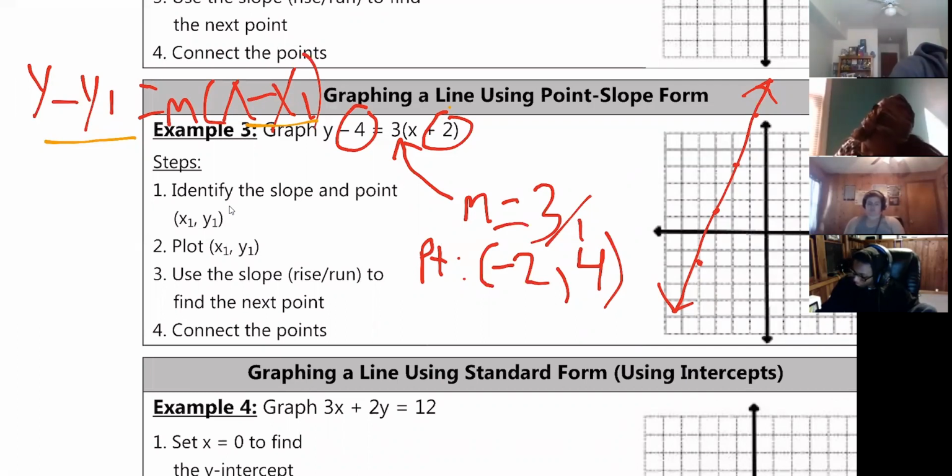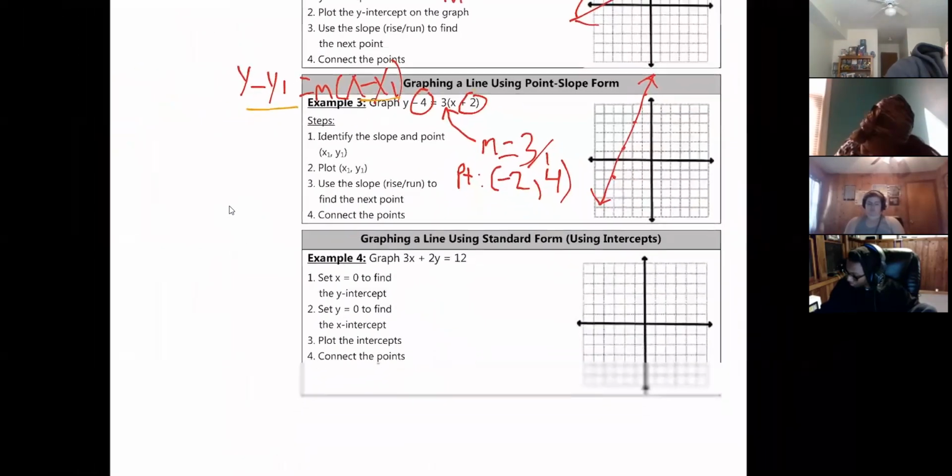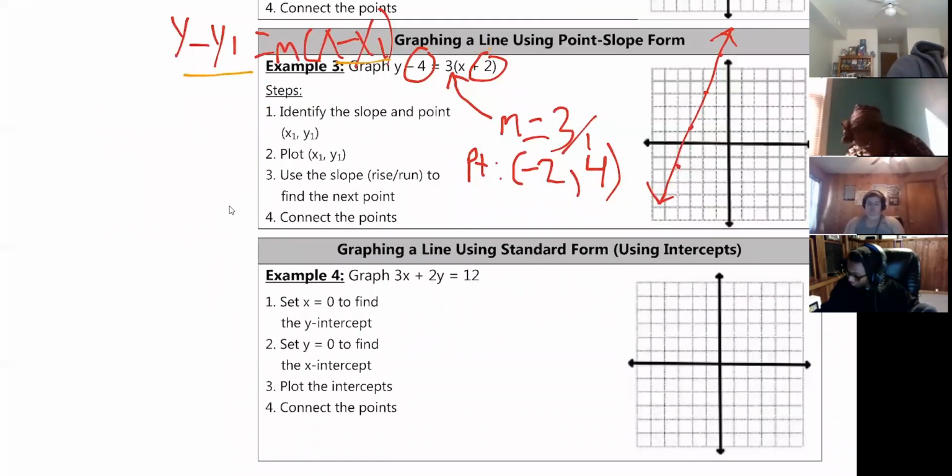The weird one out of the group, honestly, is standard form. It's not very friendly, but you can find your intercepts pretty easily. So you can find your x and your y-intercept. And remember, for a line, you just need 2 points. So to find your y-intercept, that's what they're having you do first. It doesn't really matter which order, but I'll follow the order here. You just set x equal to 0 and solve for y.